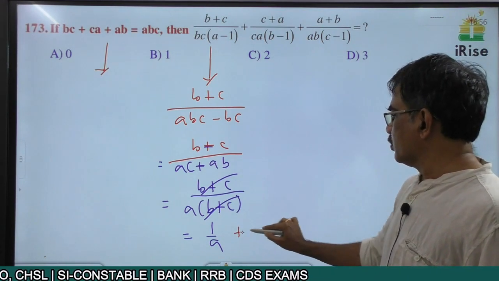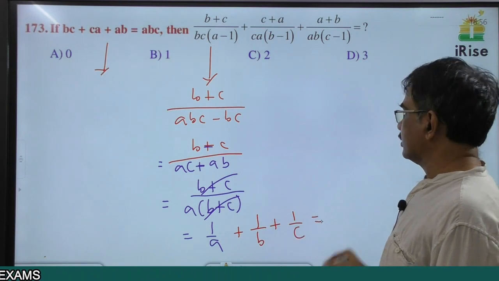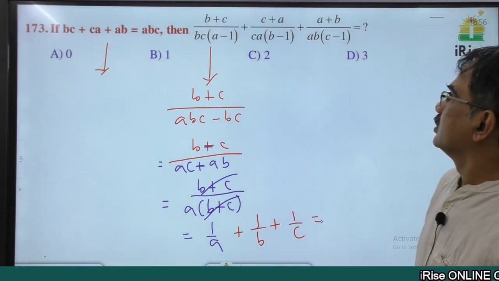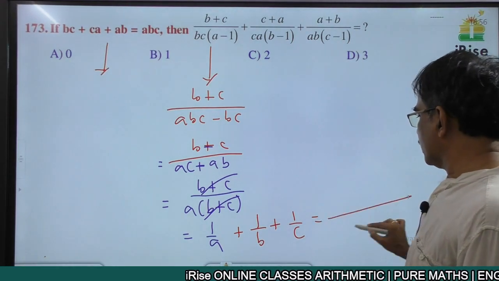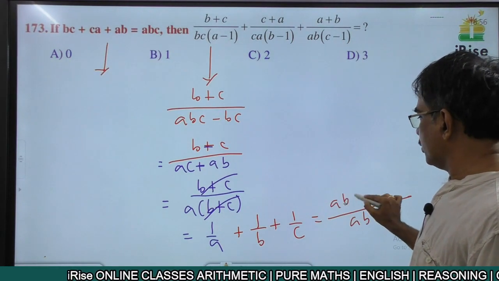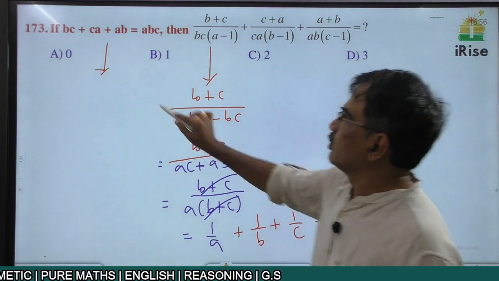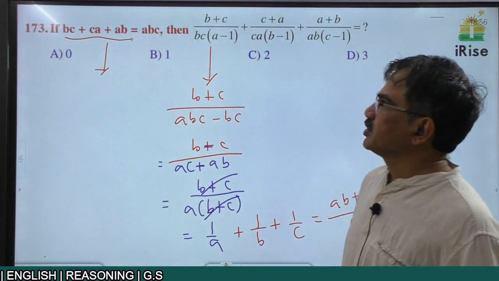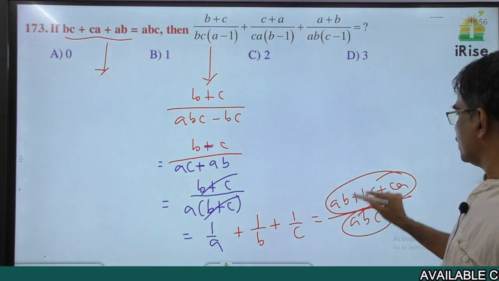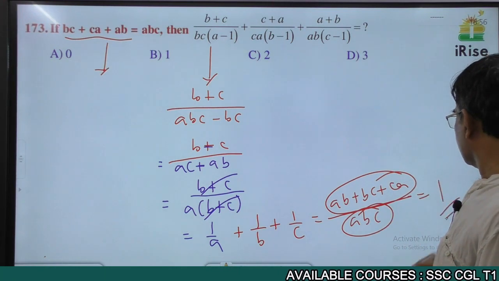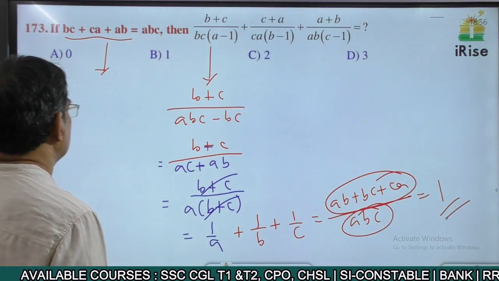Similarly, what is the second part? 1 by b. Third part, 1 by c. Same model, because they are in symmetry. So this can be written as abc is the LCM, with ab plus bc plus ca in the numerator. But what is ab plus bc plus ca? It is abc. So this is abc, this is also abc. abc by abc, the answer is 1. The answer for this question is 1.